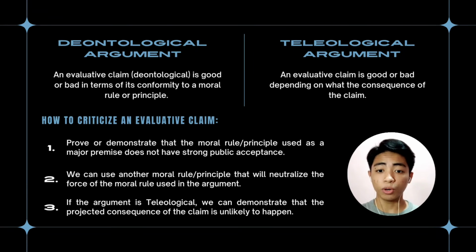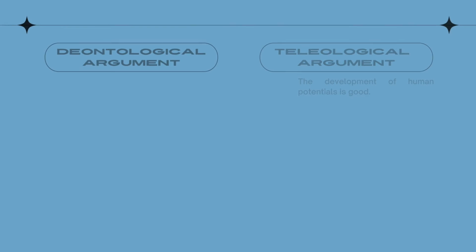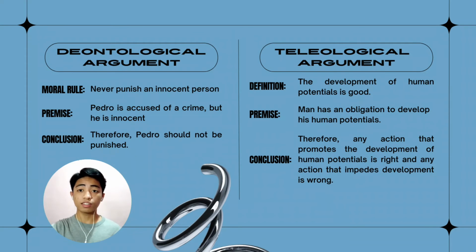To understand more, let's have some examples. For the deontological argument, let us determine the strength of the moral principle used and the argument's conformity with the moral rule. For example, moral rule: never punish an innocent person. Premise: Pedro is accused of a crime, but he is innocent. Conclusion: therefore, Pedro should not be punished.